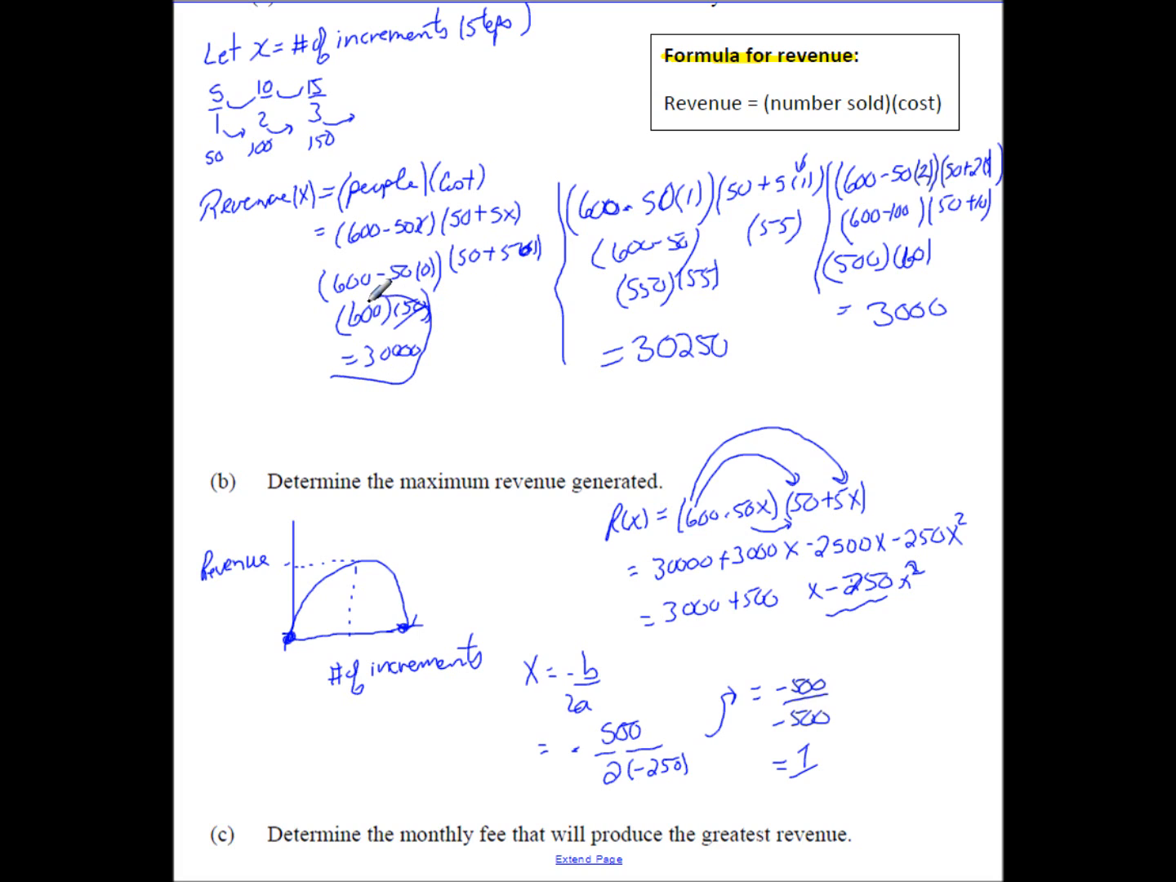Now that was shown up here, that if you didn't put an increment in, you'd have $30,000. Put in 1 increment of $5, and so your membership decreases by 50 people, but you're now charging $55. You bring in 30,250, and if you put it up again to $60, you'd lose 100 people, and you'd be back down to $30,000. So the most you could put it up by is one increment if you want to make the maximum amount of money. And so the monthly fee that produced the greatest revenue is $55.